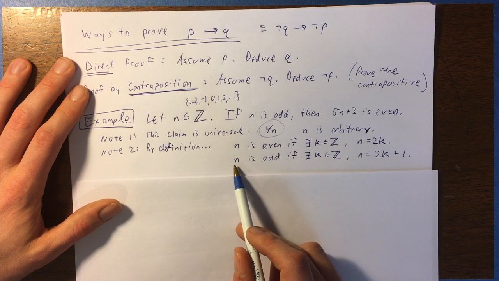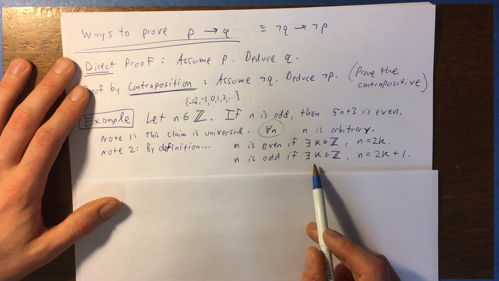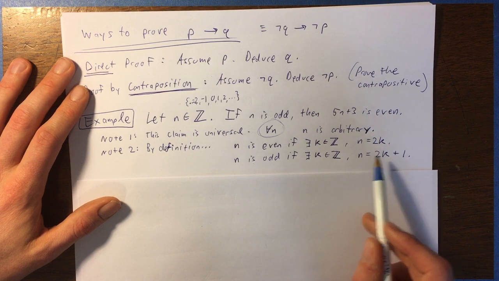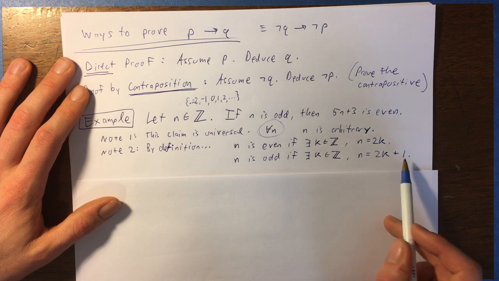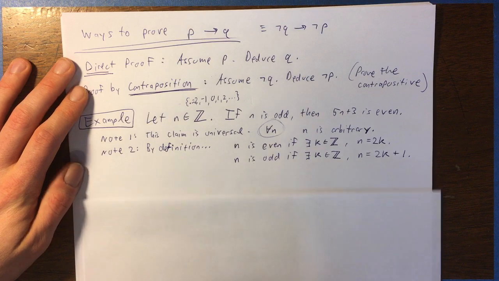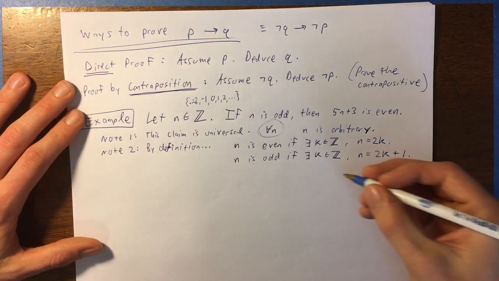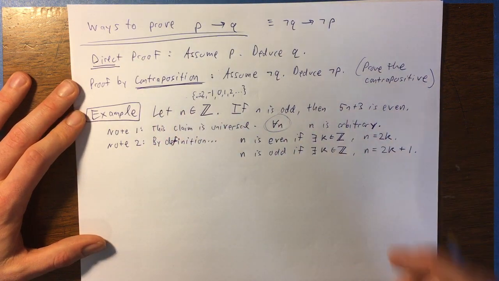Now, the other definition is: n is odd if there exists a k in the integers such that n is 2k plus 1. So essentially, it's saying an odd number is like an even number plus one more. Okay, so with that, let's go ahead and prove this. We're going to prove this statement two ways.